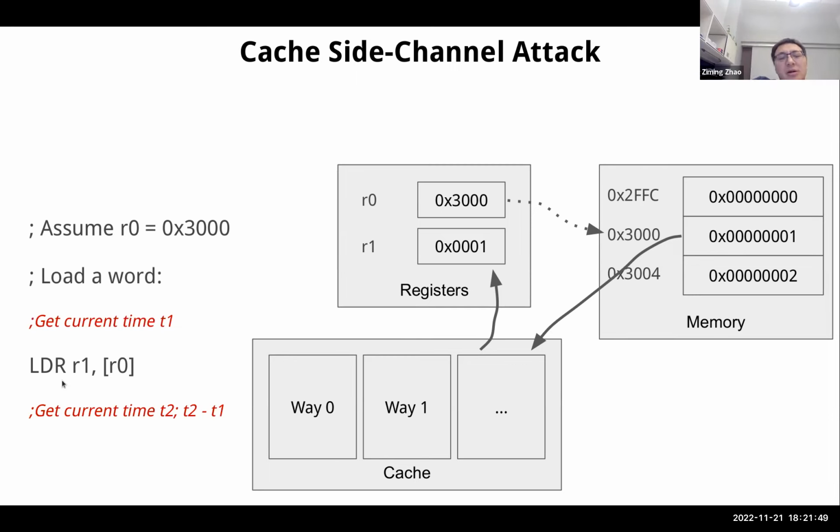So let's assume as an attacker, we can measure the current time before this instruction is executed, and after this instruction is executed. Then we can calculate how long it took for this instruction to execute. Then we can know whether the data in address 3000 is already in the cache, right? If it's already in the cache, it means someone before me has been using the data in the cache.